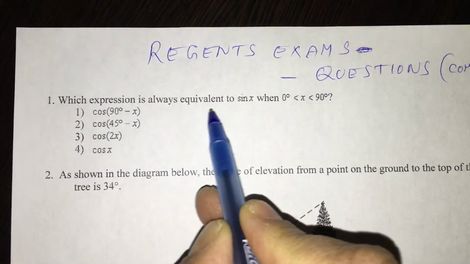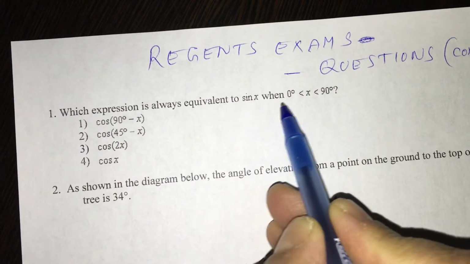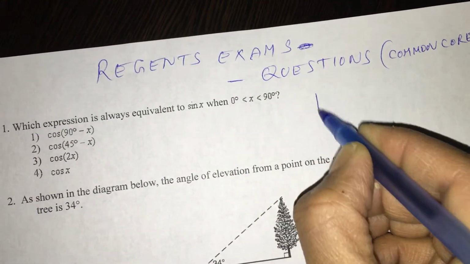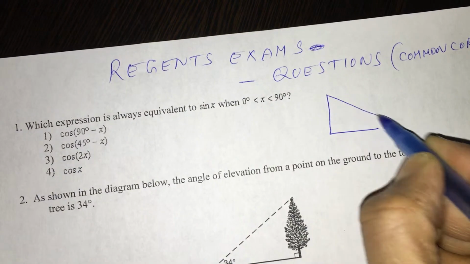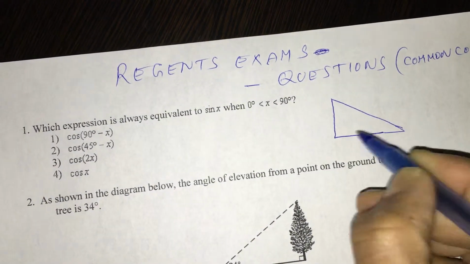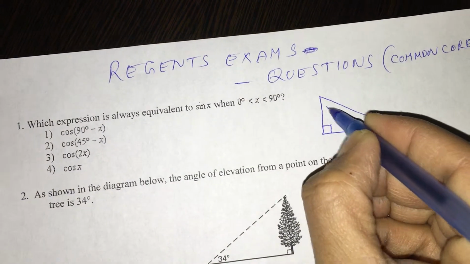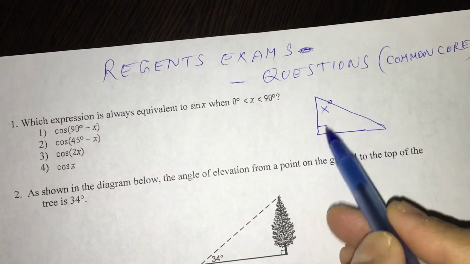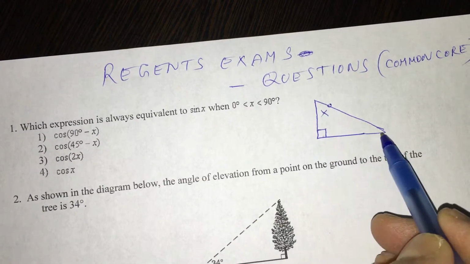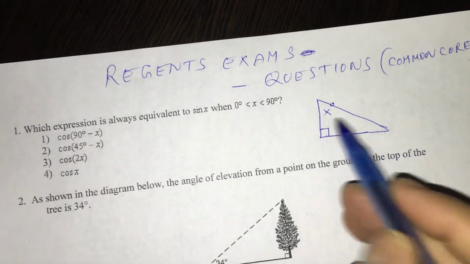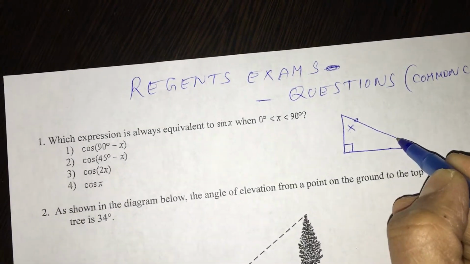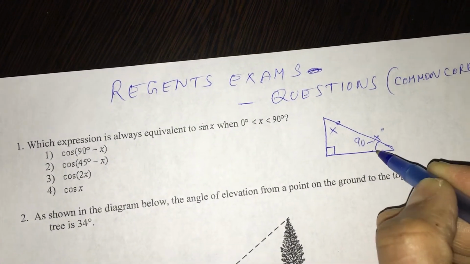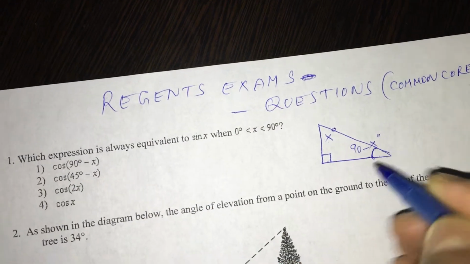Which expression is always equivalent to sin x when 0 less than x less than 90 degrees? For this, I can draw one right triangle like this, and here is 90 degrees. Suppose this angle is x degrees. The sum of the 3 angles of a triangle is 180. If it is 90, the other 2 angles sum to 90 degrees. So if you subtract that x from 90, you will get this angle. So this is basically 90 minus x.